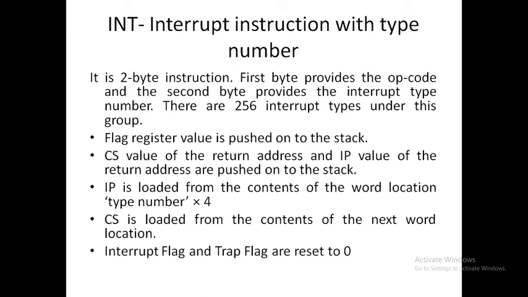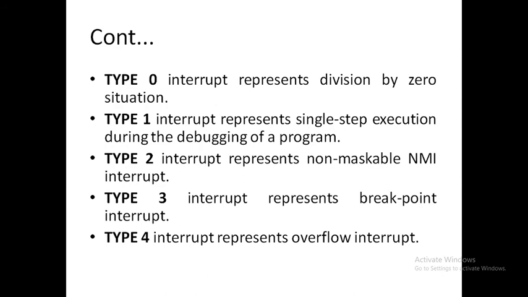The starting address of type 0 interrupt is 00000H. For type 1 interrupt, it is 00004H. Similarly for type 2, it is 00008H, and so on. The first 5 pointers are dedicated interrupt pointers. Type 0 represents the division by 0 situation. Type 1 interrupt represents single step execution during the debugging of a program. Type 2 interrupt represents the non-maskable NMI interrupt. Type 3 interrupt represents the breakpoint interrupt. Type 4 interrupt represents the overflow interrupt.